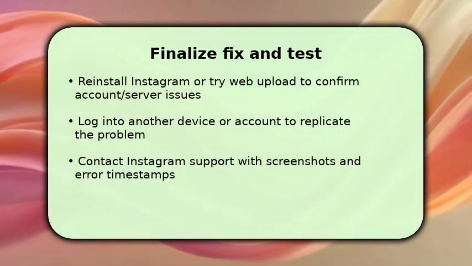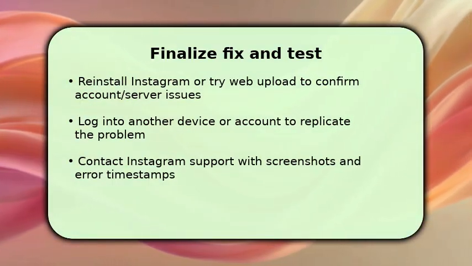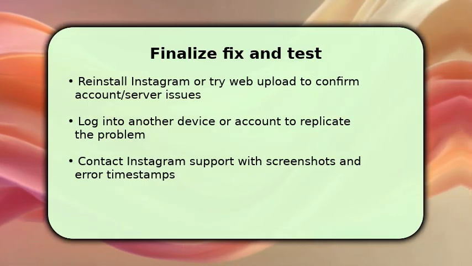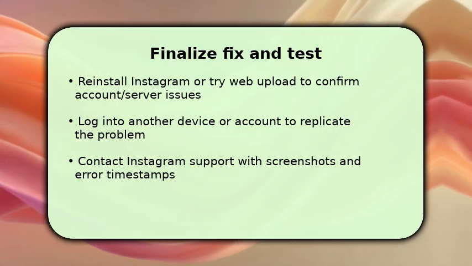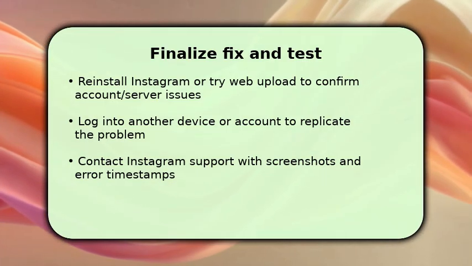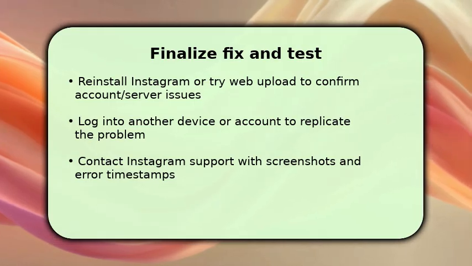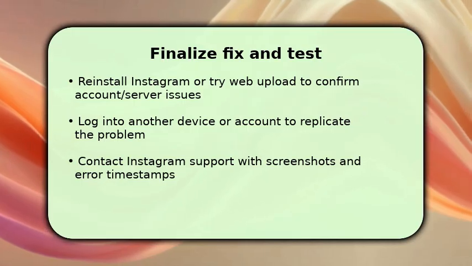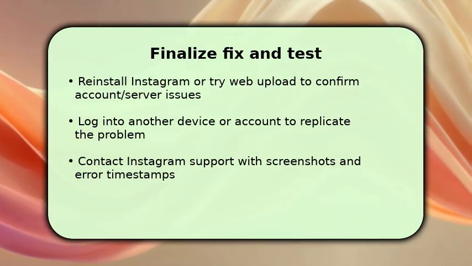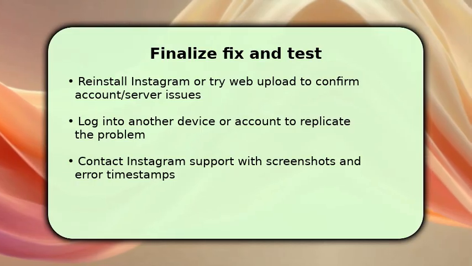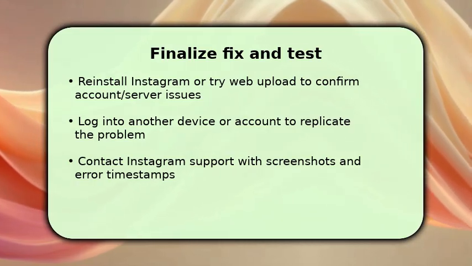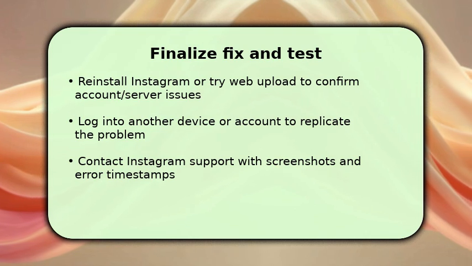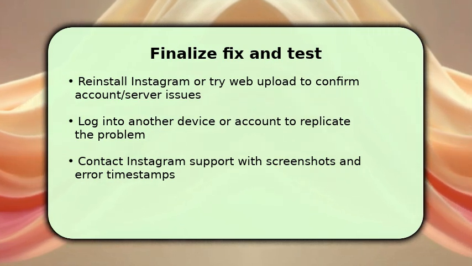Finish by confirming the root cause and validating the fix. Reinstall Instagram to reset deeper app issues and try uploading from the web or another device. If it works elsewhere, the problem is local to your phone. Once you've replicated the problem on a second device or account, gather screenshots, exact error messages, and timestamps, then contact Instagram support. If uploads still fail after these steps, make sure to mention network type, video specs, and previous troubleshooting. This speeds resolution and helps support pinpoint server or account problems.